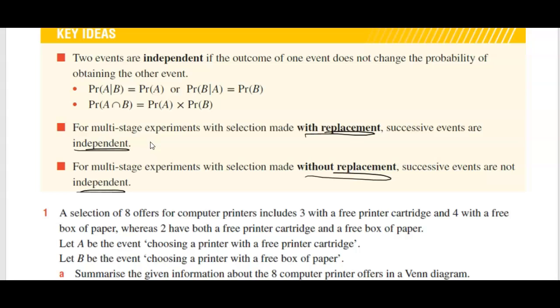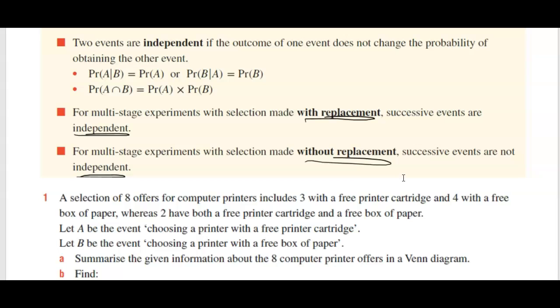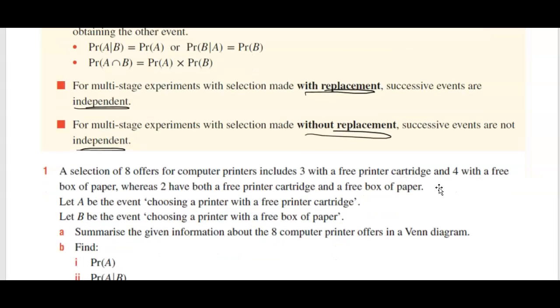When you think of flipping a coin, the probability doesn't change. Each time I flip that coin, it's going to be the same, 50-50. If I roll a 6-sided dice, the probability of getting a 2 will always be 1 over 6. So the probability doesn't change, and the event is independent. But when you've got without replacement, it's not independent. And I probably should have underlined the "not" as well.